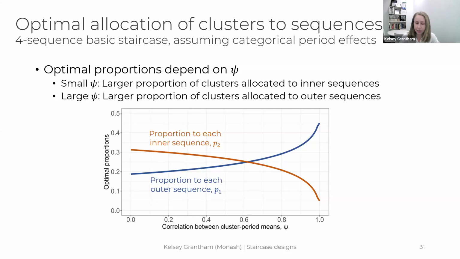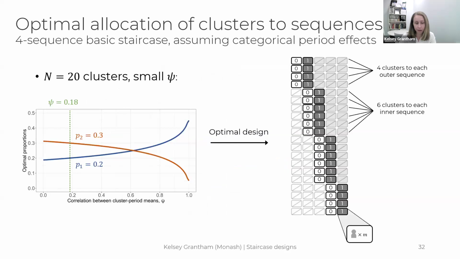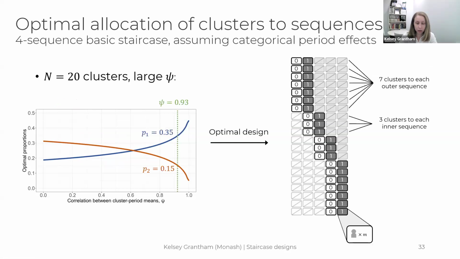And so what do these optimal allocation staircase designs actually look like? Say we had 20 clusters to allocate and we were in a trial setting with a small value of psi, which would arise when the cluster period size is small and the within period ICC is also small. Then the optimal design would look like the one on the right, with more clusters allocated to the inner sequences. But if we were instead in a trial setting where psi is large, which could arise with a large cluster period size, and when the cluster autocorrelation is also large, which means that there's not much correlation decay, then the optimal design would instead look like the one on the right, with more clusters allocated to the outer sequences of the design.